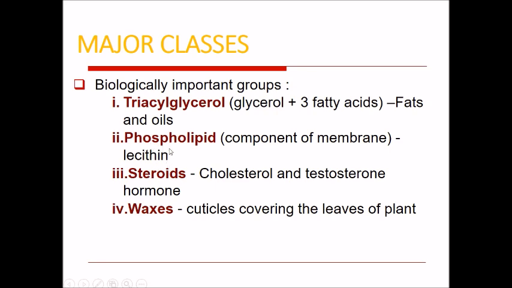The second one is phospholipid, the one that makes up the plasma membrane. And then we have steroids such as cholesterol and also the testosterone hormone that you can find in males. And then also wax, a very important substance that makes up a layer on the leaf so that it can reduce the loss of water from the leaf of the plant.